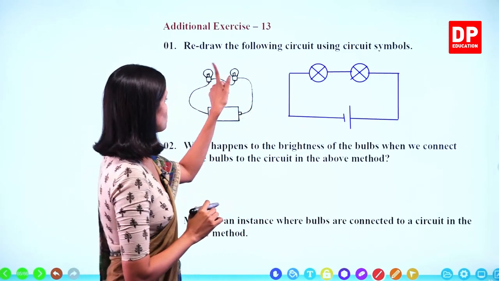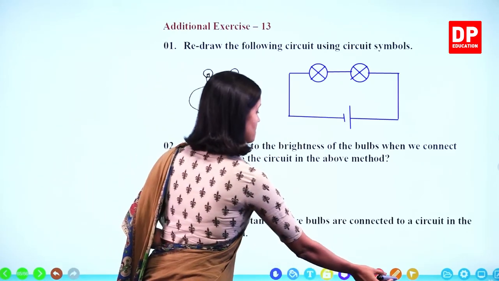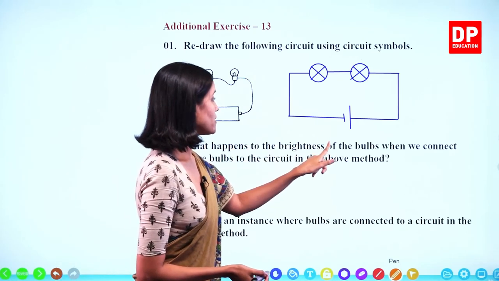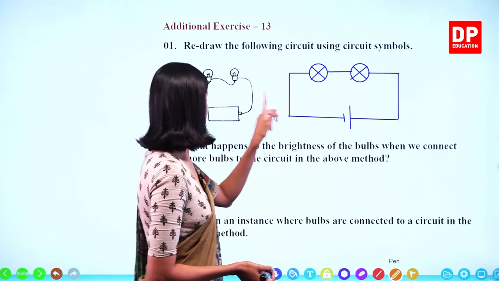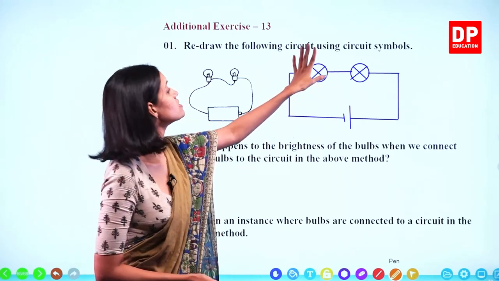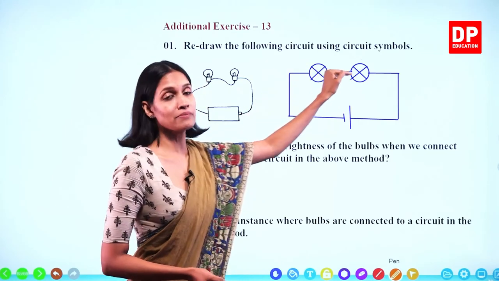Circuit symbols, two bulbs, one dry cell and connective wire. Okay? Right. Next one. What happens to the brightness of the bulbs when we connect more bulbs to the circuit in the above method? What is the special method? Two bulbs are connected in the same line.